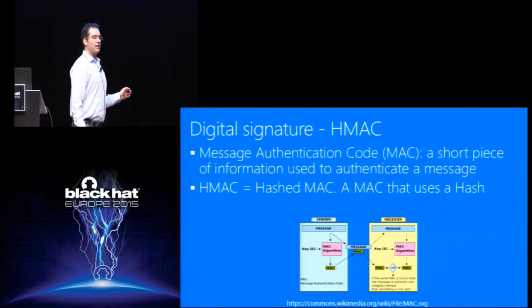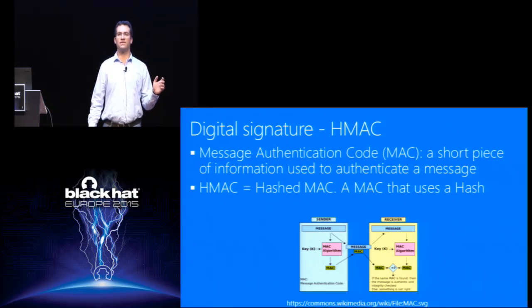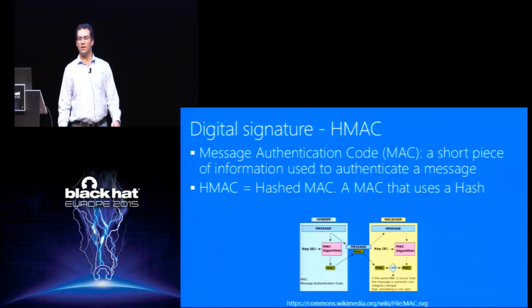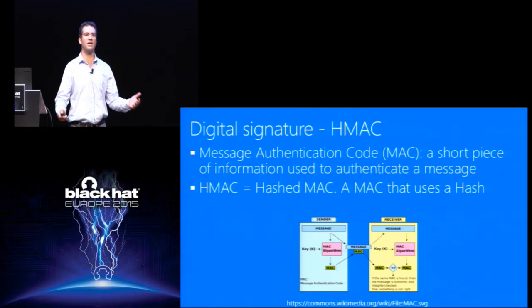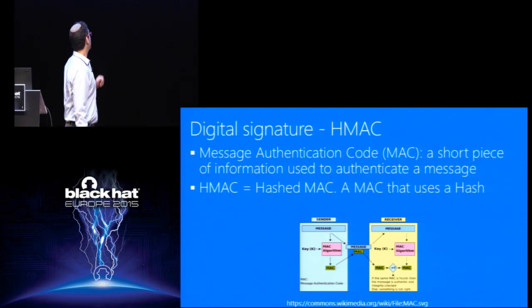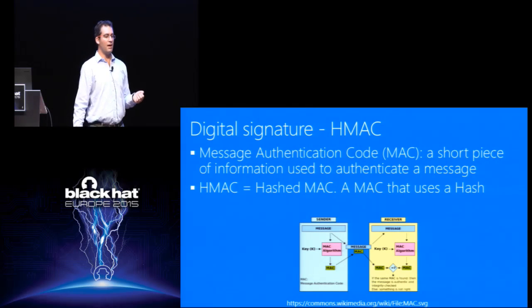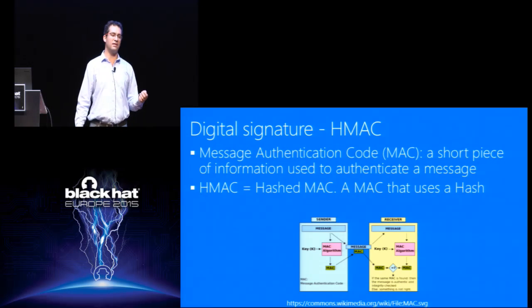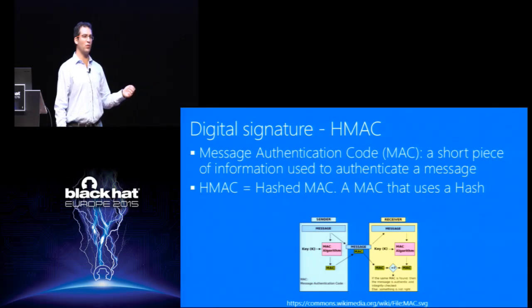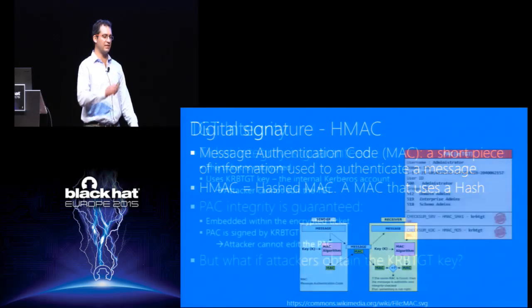A quick word and reminder of what a digital signature is, specifically HMAC. This is the Wikipedia definition: a message authentication code, MAC, is a short piece of information used to authenticate a message, and HMAC is just a hashed MAC, a MAC that uses a hash. We can see in this diagram, again from Wikipedia, that the HMAC algorithm takes a key and does some calculation with the message and the key. The receiver, which also has the key, can verify that this message has not been tampered with, because the signatures remain the same. So this is the basics of digital signature.